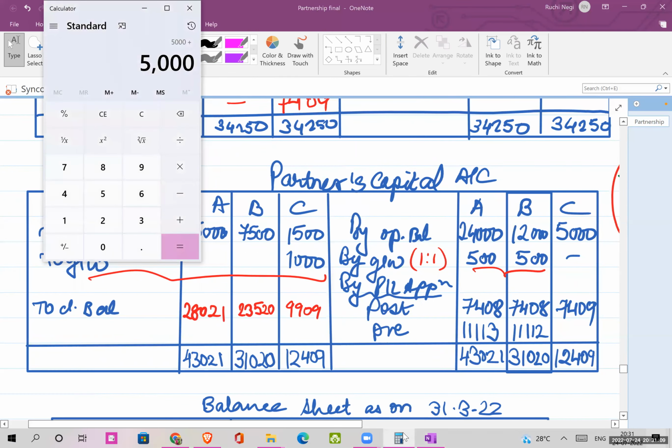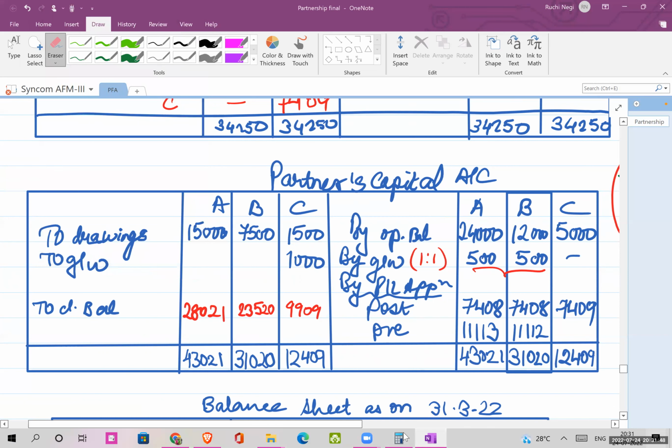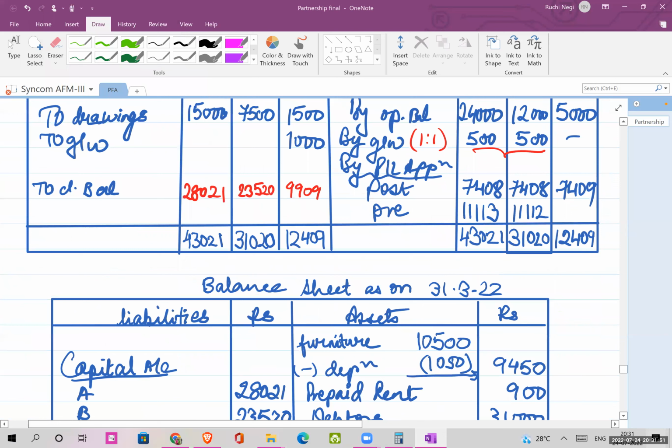5000 plus 7409 minus 2500, 9909. Then 12,500 plus 7408 plus 4 times 1, 2 minus 7,500. 23,520. Next, 24,500 plus 7,408 plus 1, 2, 3, 4, yeah, 3 minus 15,000. 28,002. Then make your balance sheet.